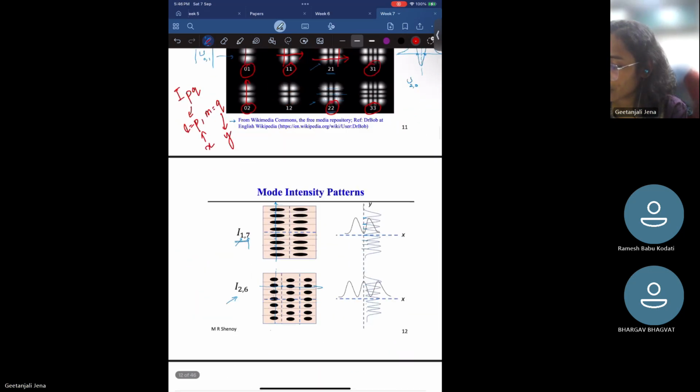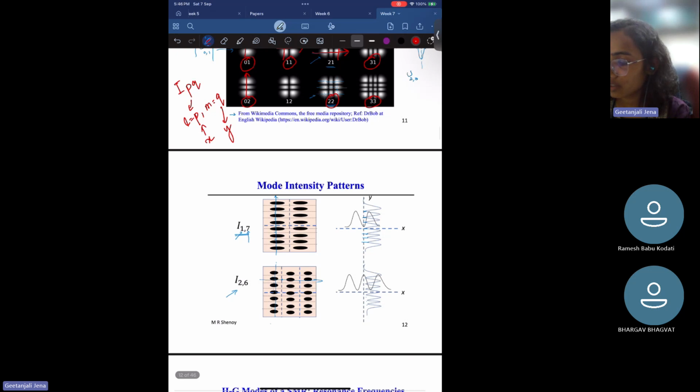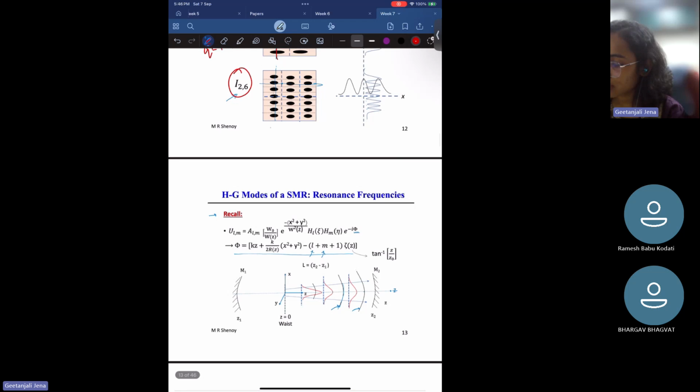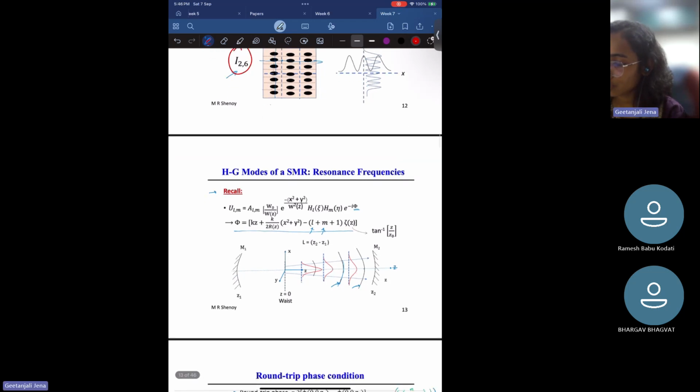Okay. So this is one example that has been taken for when P is 1 and Q is 7. If you write I as PQ, so here for I1 7, P is 1 and Q is 7. So if you see in the diagram, when you move along x direction, it's 1 zero. And when we move along y direction, it is 7 zeros. Similarly for I2 6. Okay. I think this is clear to you.